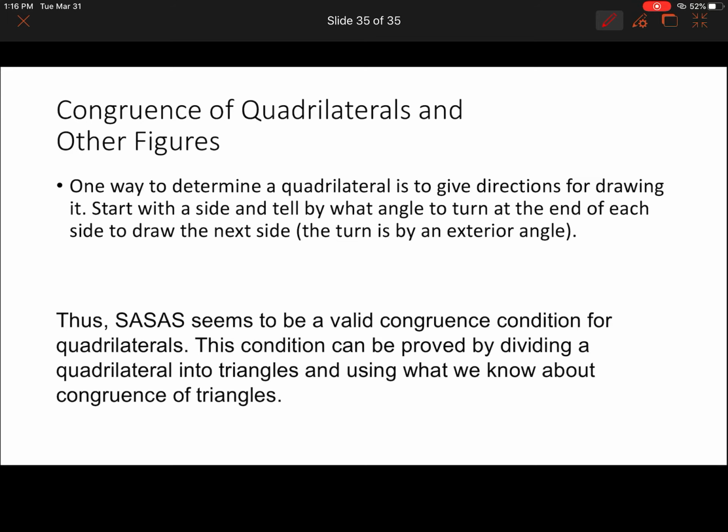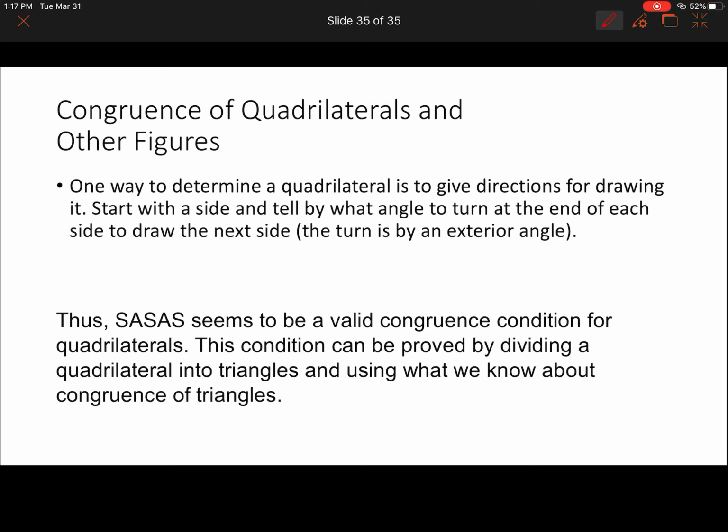But what I want to get to is this last statement, so I'll finish reading that. It says, start with a side and tell what angle to turn at the end of each side to draw the next side. You can imagine that if you draw one angle, you go to the next vertex, and you draw an angle, and so on. That's what it's referring to. And based on that, SASAS, side, angle, side, angle, side, seems to be a valid congruence condition for quadrilaterals.